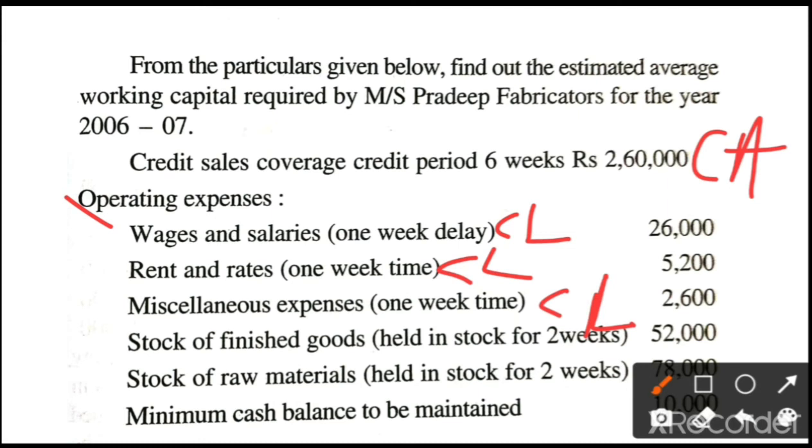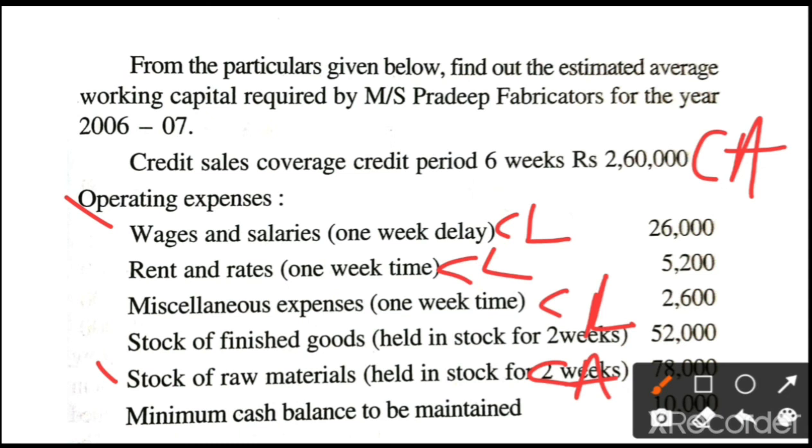Next, stock of raw material held in stock for 2 weeks, 78,000. Stock held means finished goods. Once we finish the goods, we store them; that is stock of finished goods. 78,000 into 2 by 52. So this is a current asset.